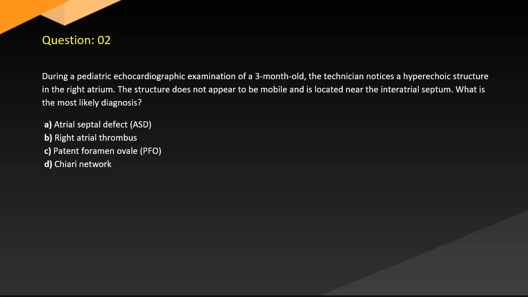Question 2. During a pediatric echocardiographic examination of a 3-month-old, the technician notices a hyperechoic structure in the right atrium. The structure does not appear to be mobile and is located near the interatrial septum. What is the most likely diagnosis?